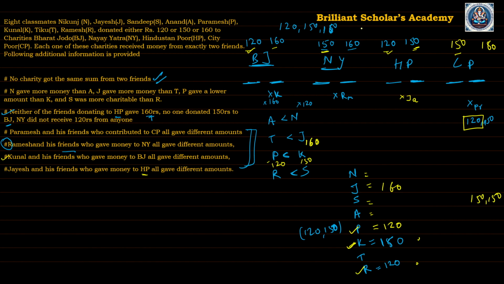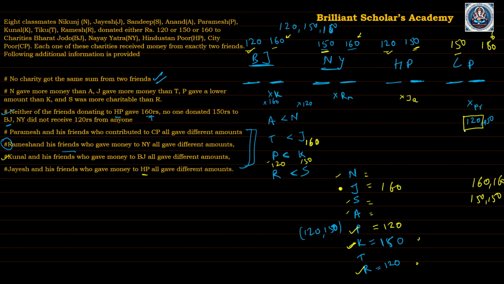Now, how many people are paying 160? 1, 2, and 3. So here 1, 2, 3. So there are three more people who are paying 160. So I need to find two more people. One person is already here. So how do I go about this?